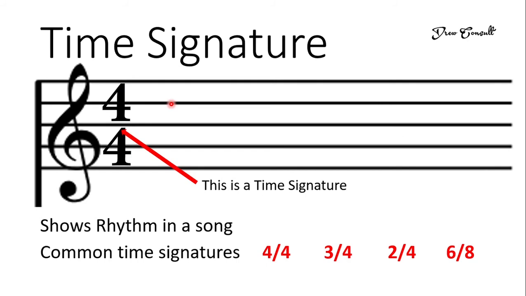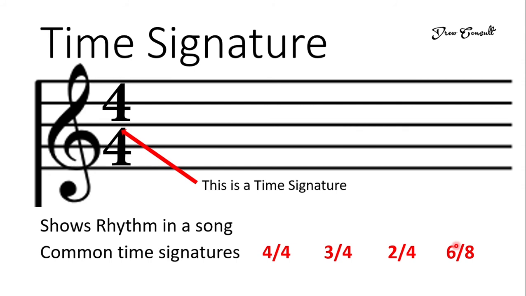Great. Let's look at time signature. Yes, this is time signature. We have 4 here and 4 down there. This right here is called the time signature. And what is the time signature? The time signature shows the rhythmic patterns in a song. So it gives you the rhythm, the beats, and everything in the song, how it should go. The common time signatures which you will encounter are 4 on 4, 3 on 4, 2 on 4, 6 on 8.